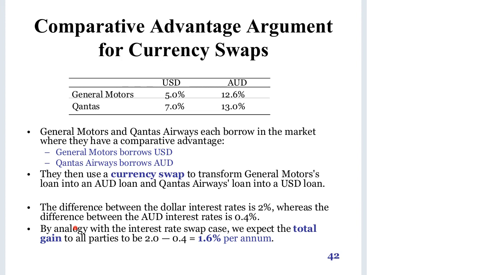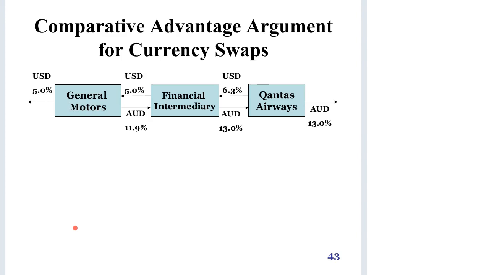So what is the deal? We make General Motors borrow in the US dollar market at 5%. The financial intermediary pays General Motors 5% in dollar terms, and in return, General Motors pays 11.9% in Australian dollar terms, which means instead of paying 12.6%, it is only paying 11.9%. So General Motors is benefiting by 0.7%.